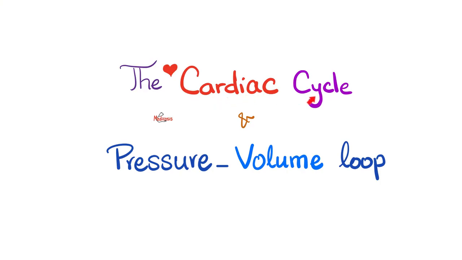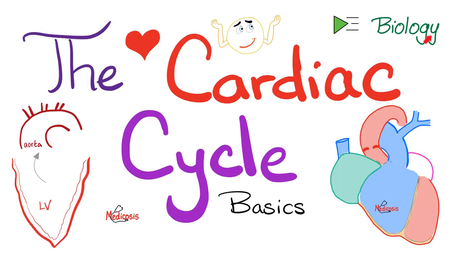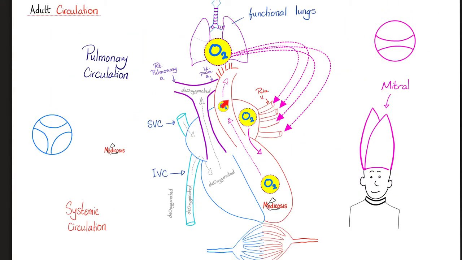Next, let's talk about the cardiac cycle and the topic that everyone loves, pressure volume loops. Please watch the video in my biology playlist before this one. Left ventricle, aorta, the rest of the body, and then superior and inferior vena cava, go to the right atrium, right ventricle, pulmonary arteries, lungs, and back to the pulmonary veins.